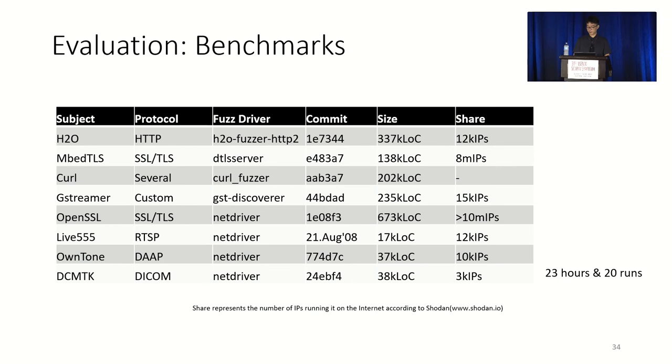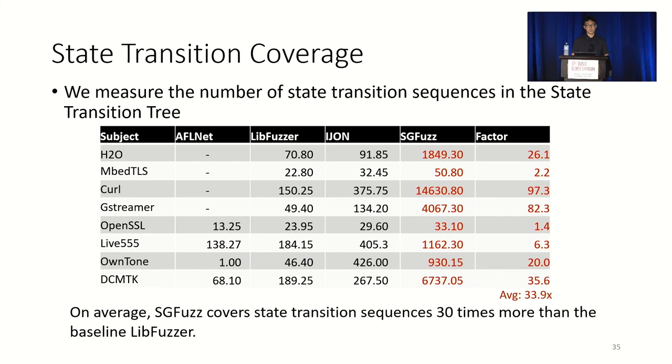The first question we want to answer is how well we explore the state space. So we measure the number of state transition sequences in the state transition tree. More state transition sequences means more states are explored. From the result, on average, our method counts state transition sequences 30 times more than our baseline libFuzzer, and also much higher than AFLNet and AFL.